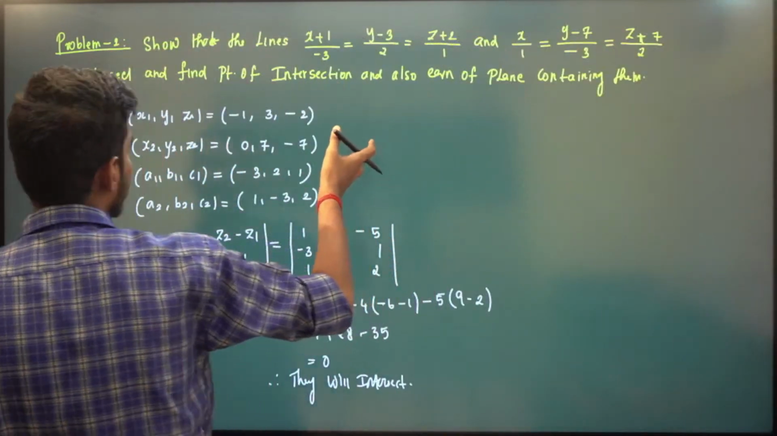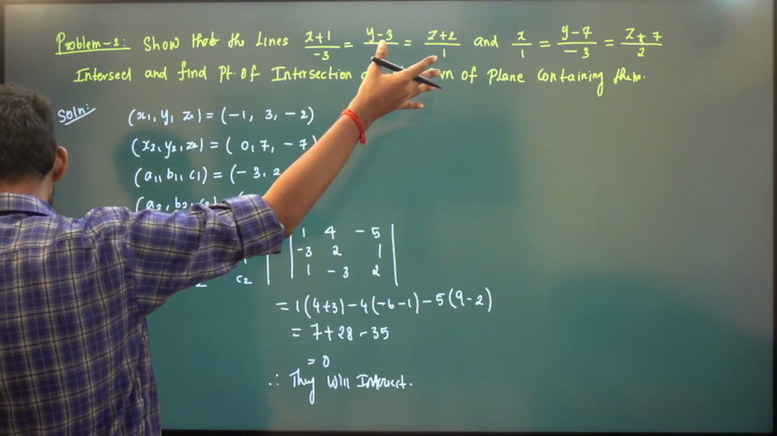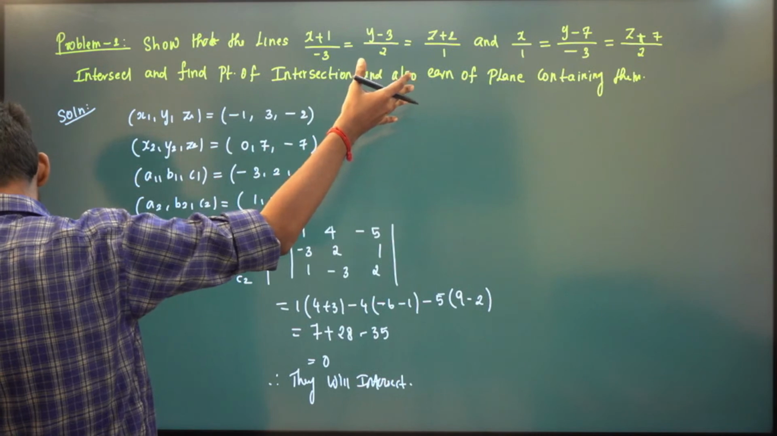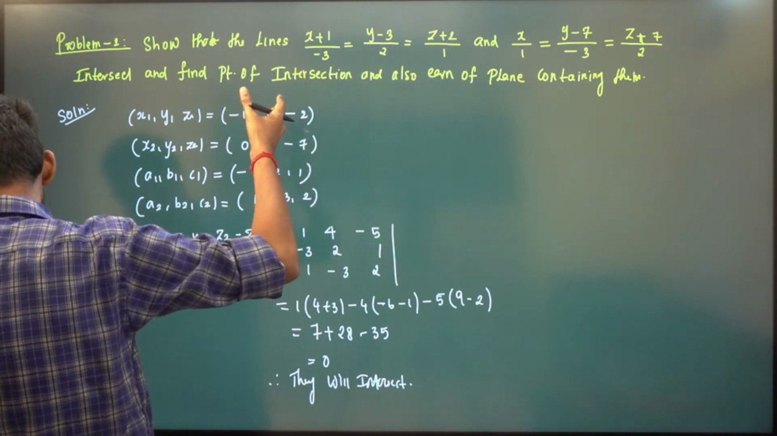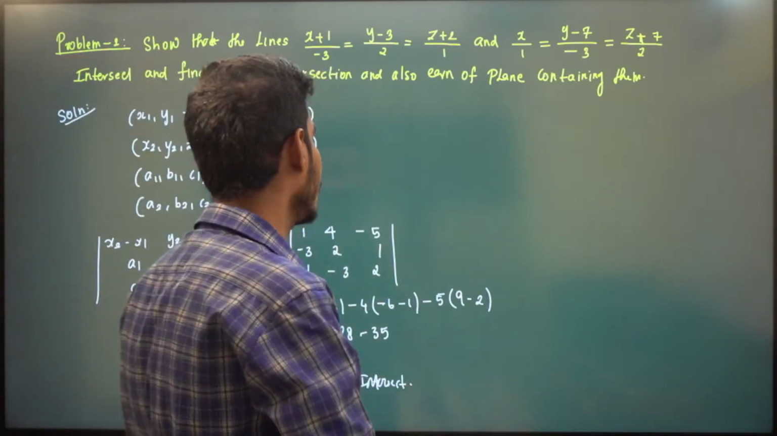It will take time. If they give two lines in symmetrical form, and if they ask you to show that they will intersect, find the point of intersection, and find the equation of the plane in which they lie, you need to follow this procedure. That's it. You can do any problem.